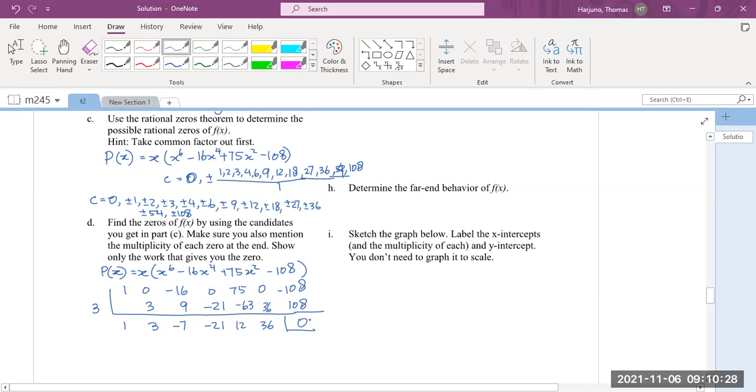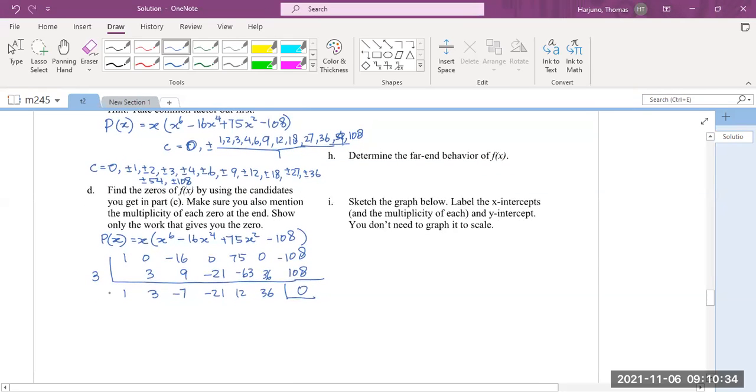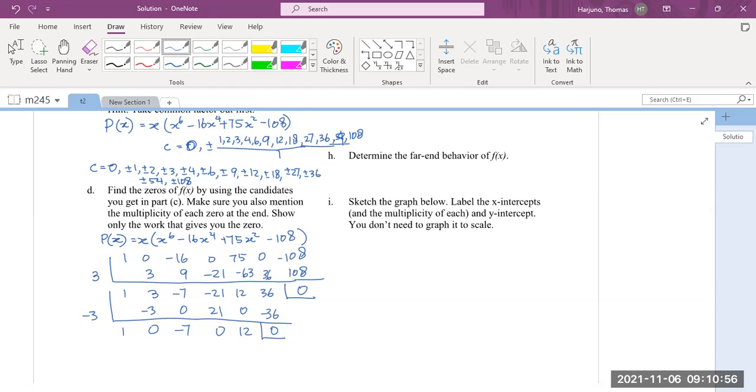Now remember that this polynomial is an odd function. It means if 3 is a 0, therefore negative 3 must also be a 0. You see that? Okay, 3 is a 0, therefore negative 3 is a 0. Remember, 2 was not a 0. Because 2 was not a 0, then negative 2 was not a 0.